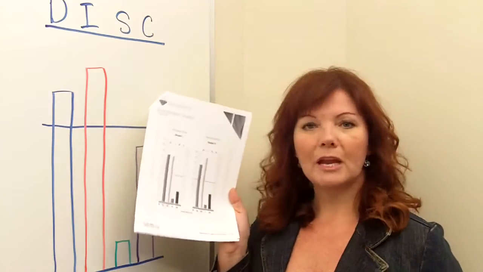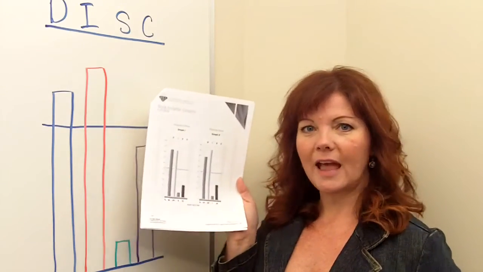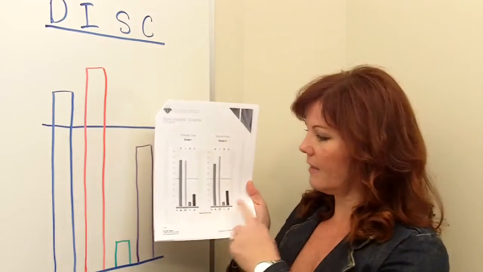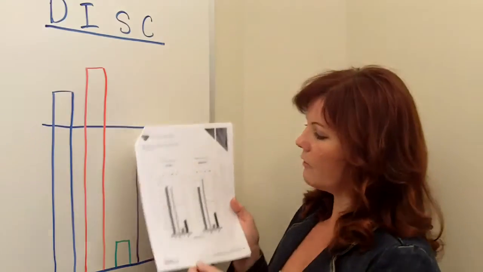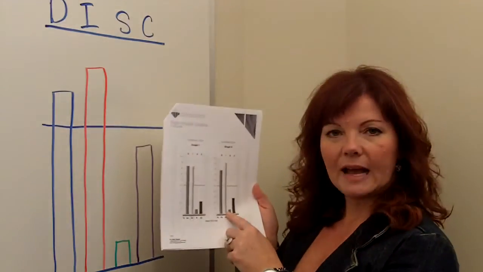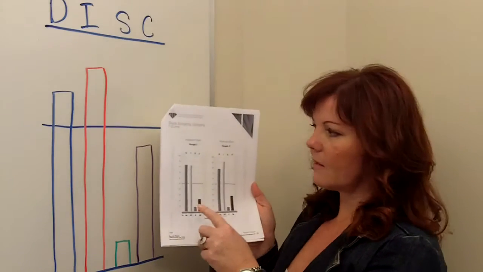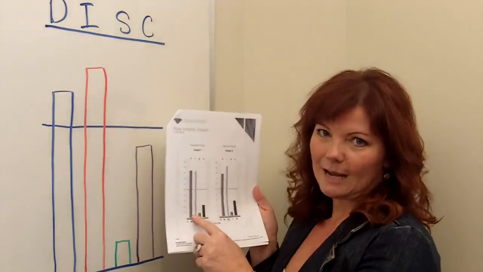But if you have your DISC report, please turn to page 22 and look for the page that has two graphs side by side like this. And when you get there, what you'll find is on the right hand side is your natural style, and on the left hand side is your adapted style.